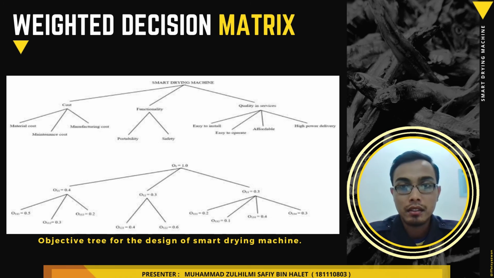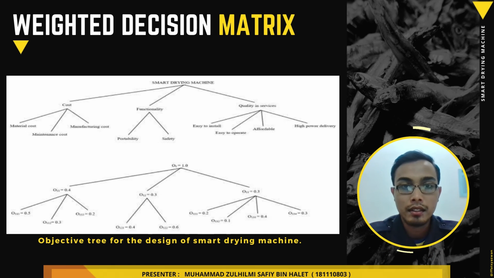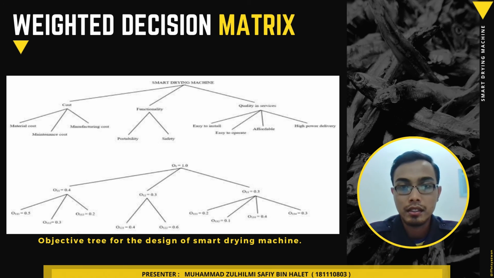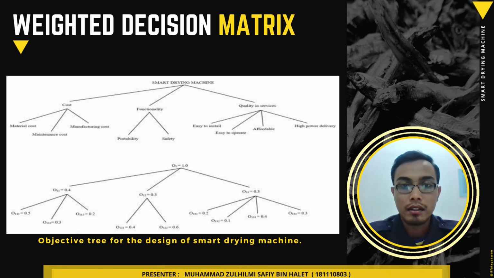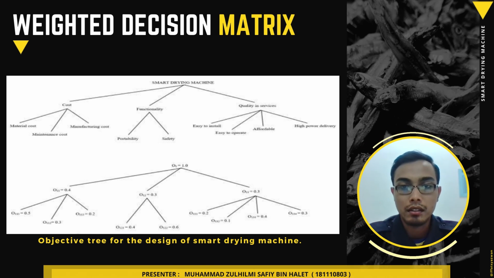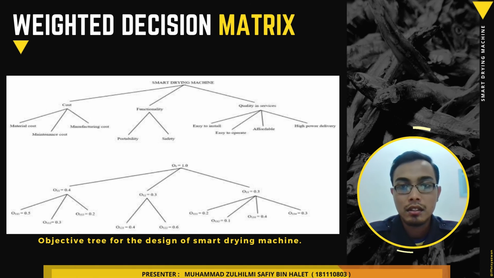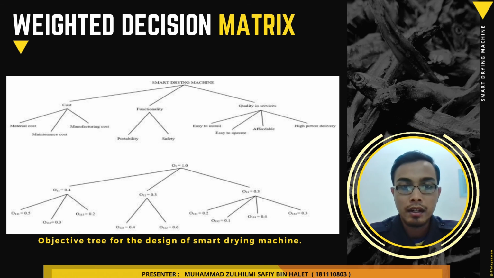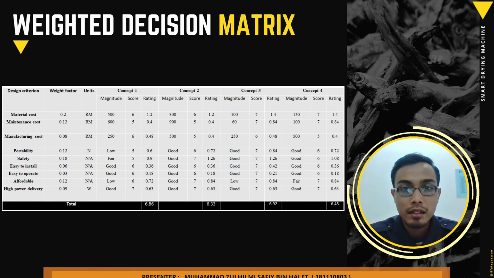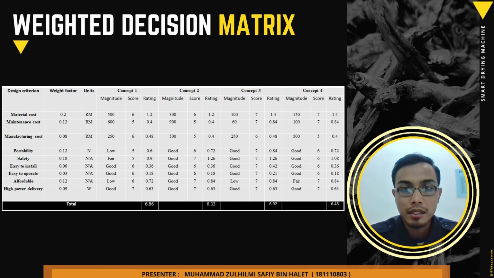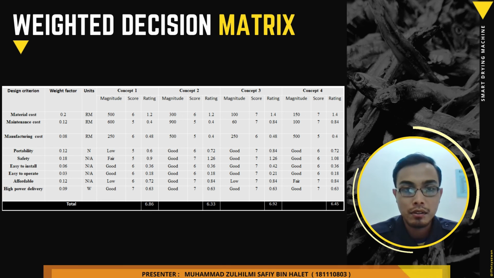The third method is the weighted decision matrix. In this method, we identify the design criteria by which the concepts will be evaluated. The design criteria have been separated into cost, functionality, and quality in service. The design criteria are defined for our project as material cost, maintenance cost, manufacturing cost, portability, safety, easy to install, easy to operate, affordable, and high power delivery. From this table, the rating for each concept has been obtained. This table's purpose is to choose the best concept design from the 4 that have been shown.